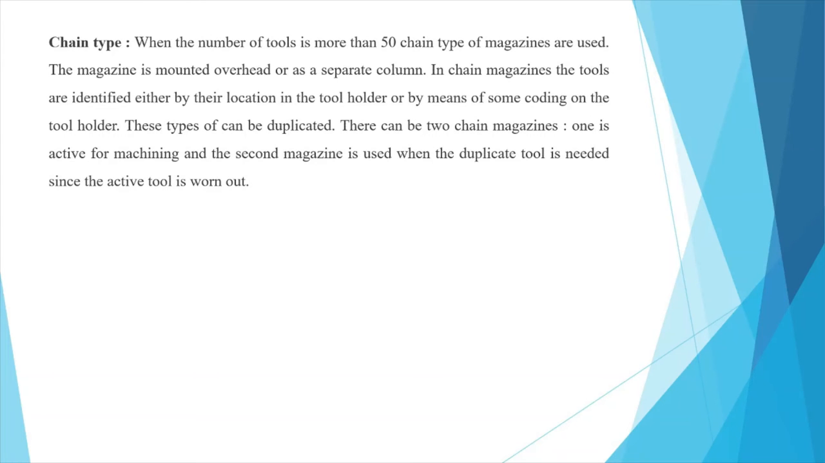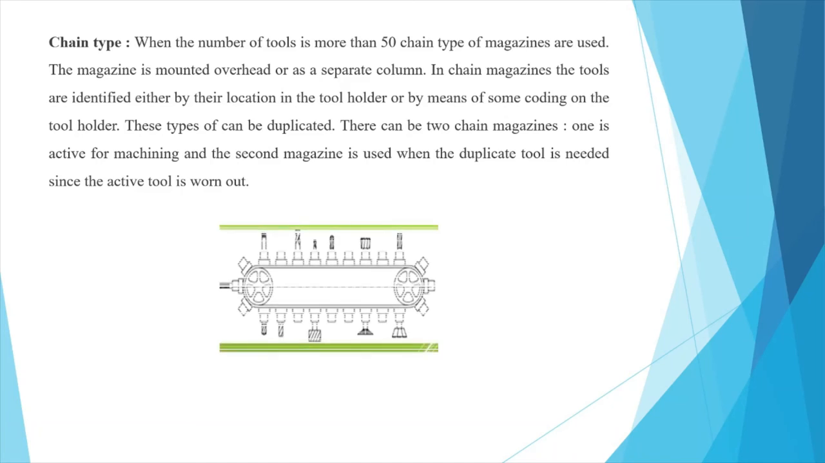Now we see the chain type tool magazine. When the number of tools is more than 50, chain type magazines are used. The magazine is mounted overhead or as a separate column. In chain magazines, the tools are identified either by their location in the tool holder or by means of some coding on the tool holder. These types can be duplicated. There can be two chain magazines. One is active for machining and the second magazine is used when a duplicate tool is needed since the active tool is worn out. So this diagram shows the chain type of tool magazine.